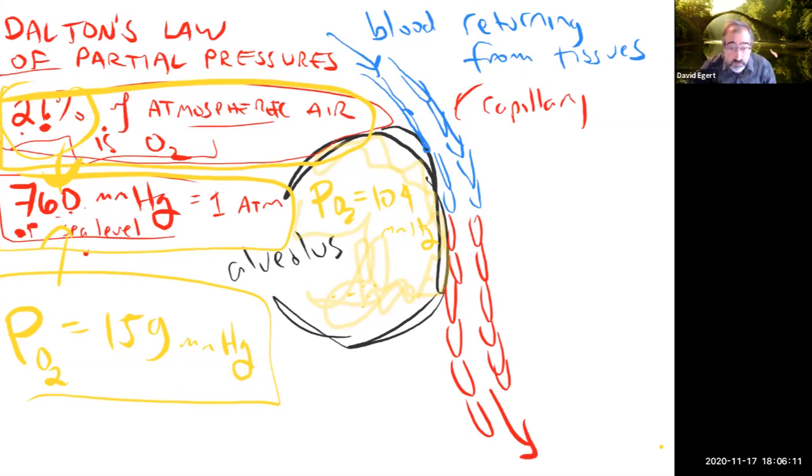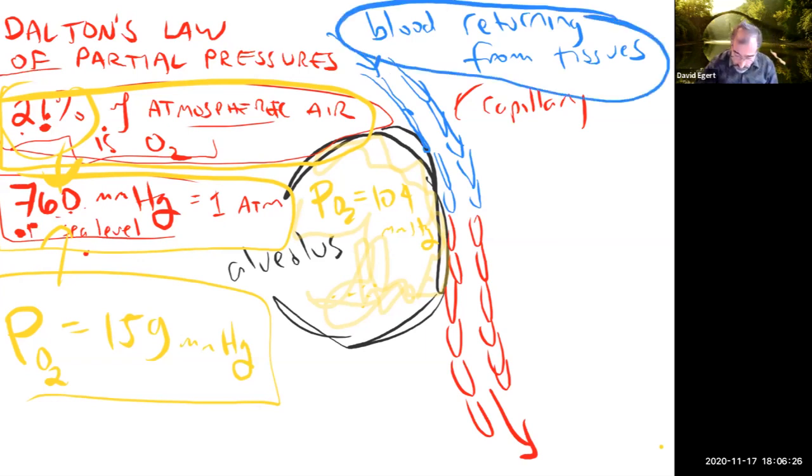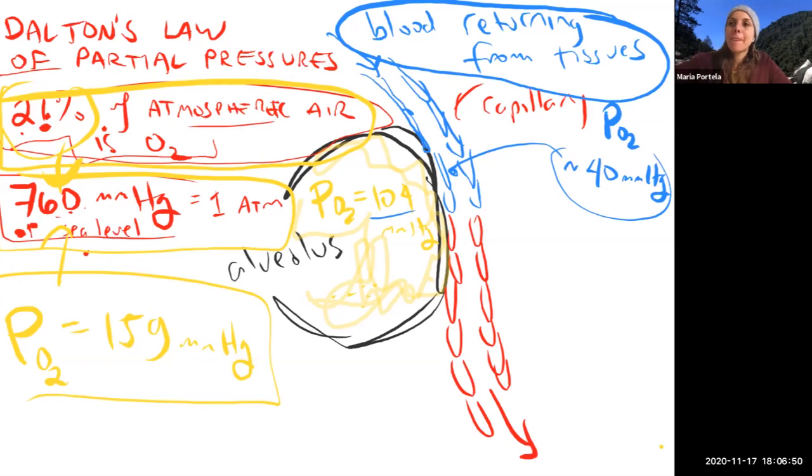So the other thing we need to think about is what's the partial pressure of oxygen in the blood? Because that's going to determine which way the oxygen moves. So when the blood is returning from the tissues, PO2 is around 40 millimeters of mercury. So we have 40 millimeters of mercury in the blood, 100 in the alveoli. Which way is the oxygen going to move? To the capillary. It's going to move into the capillary and get picked up by the red blood cells.